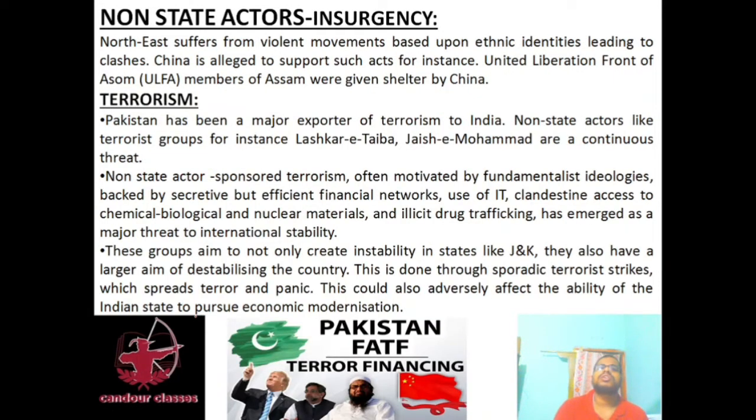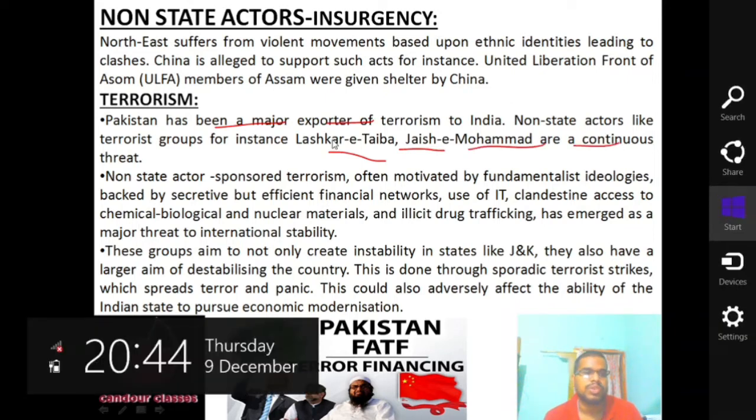Then non-state actors and insurgency. The Northeast suffers from violent movements based upon ethnic identities, leading to clashes. China is alleged to support such acts. For instance, members of the United Liberation Front of Assam, ULFA, were given shelter by China. Then terrorism. Pakistan has been a major exporter of terrorism to India. Non-state actors like terrorist groups, for instance Lashkar-e-Taiba and Jaish-e-Mohammed, are a continuous threat. These are in Jammu and Kashmir.